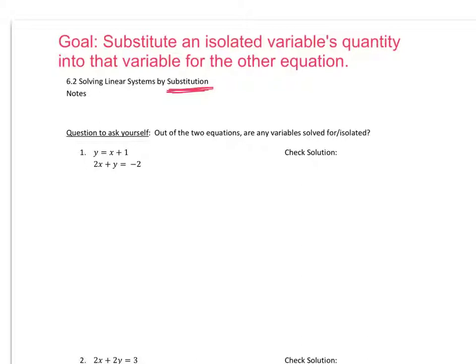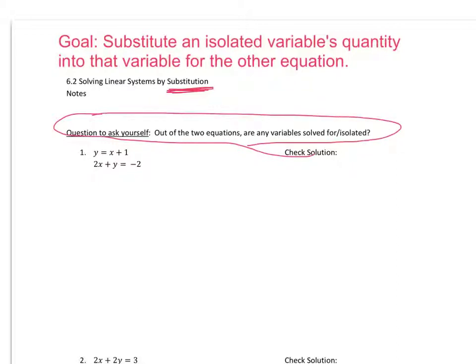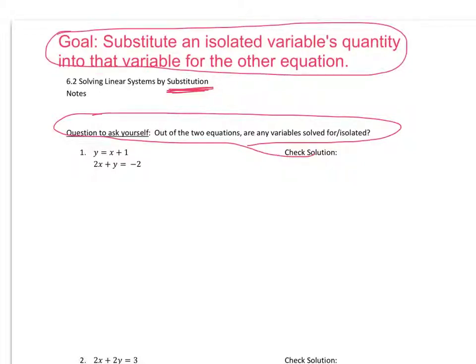Okay, if you look at the question to ask yourself right here, whenever you solve a linear system by substitution, here's the main thing. You have two equations. You ask yourself, are there any variables that are solved for or isolated, meaning it's completely by itself? And then once you ask yourself that question, then you want to do this goal. Once you have a variable by itself, you want to substitute an isolated variable's quantity into that same variable for the other equation. That probably sounds a little confusing now, but let's go over what we mean by that goal.